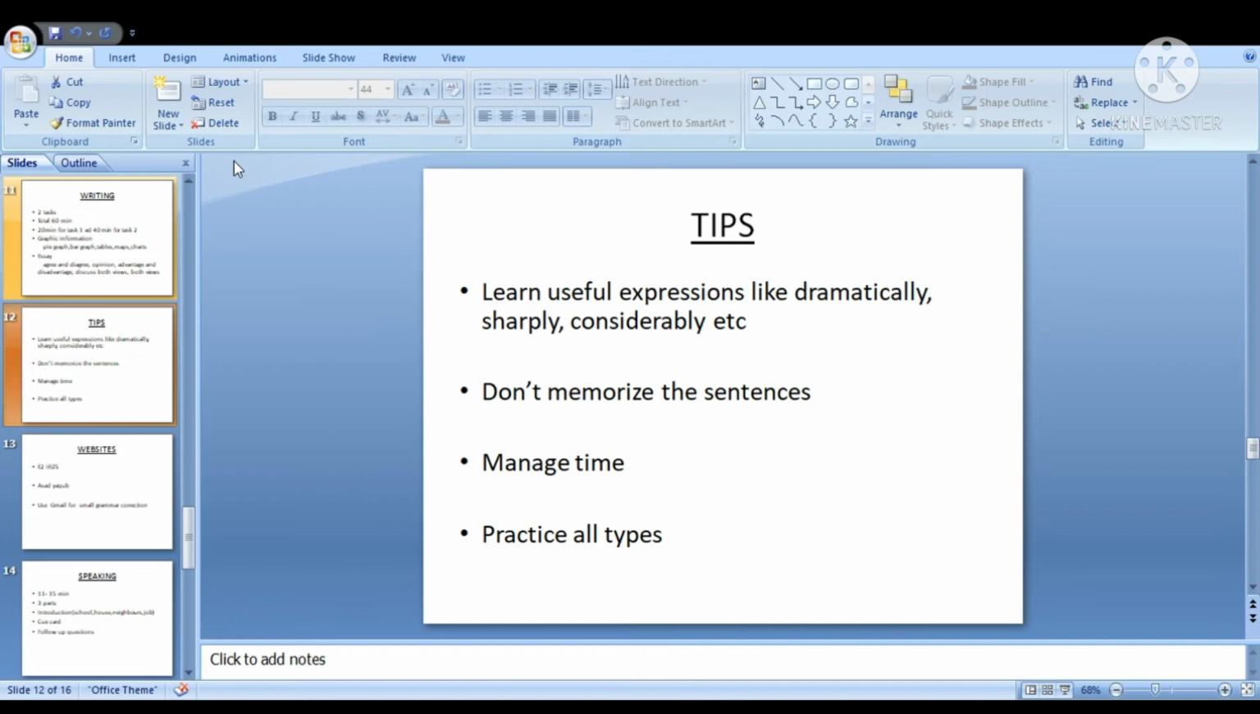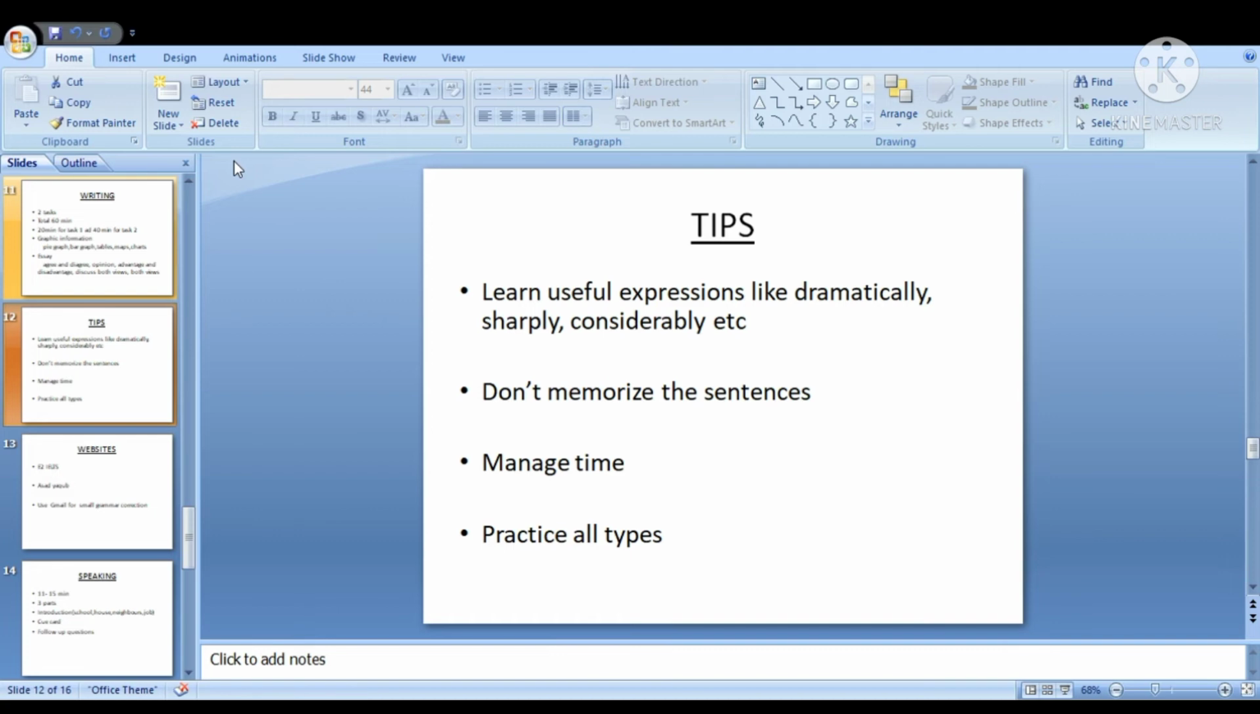And the most important thing is you should manage your time. Many people write task 1 first, and right after that they try task 2, but don't do that. First write task 2, and after that write task 1, because task 2 carries 6 bands and task 1 is only 3 bands, so it is better to write task 2 first.